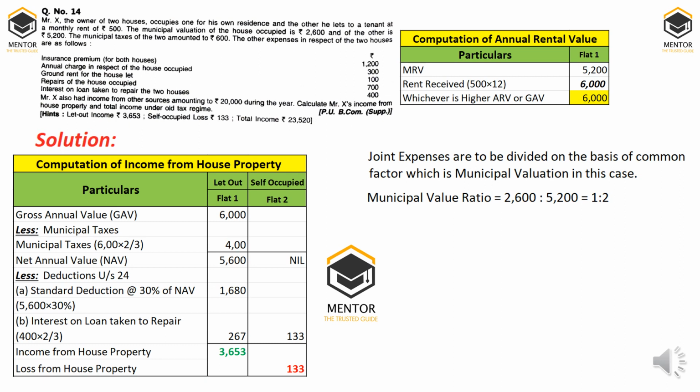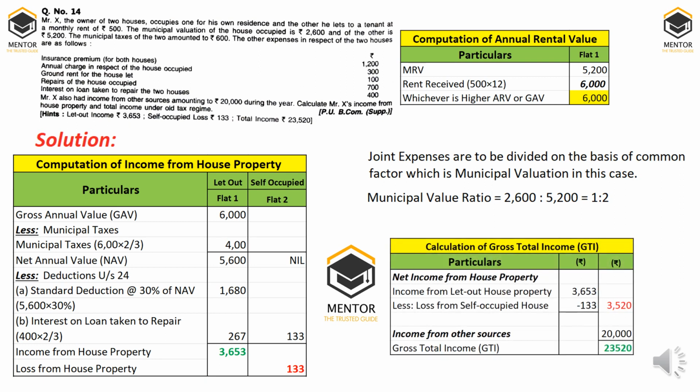So income from house property of the let out house is 3,653, whereas we get a loss of 133 from the self-occupied house. Once we get this, we have to calculate GTI, gross total income. Income from house property 3,653 minus loss 133, the actual total income from house property is 3,520, and income from other sources is 20,000. So total income comes to 23,520 rupees. This is the way we have to calculate the income from house property.